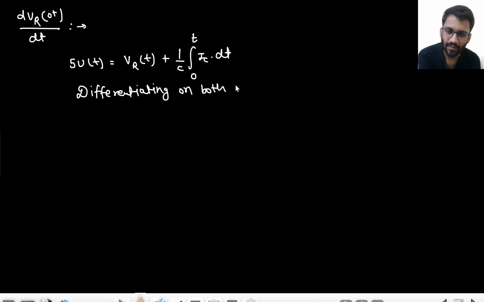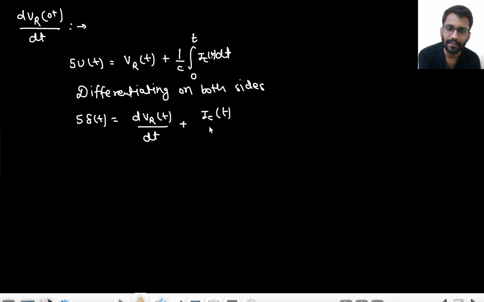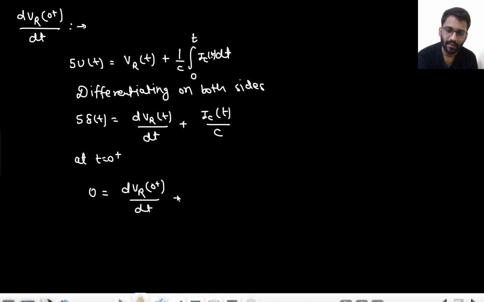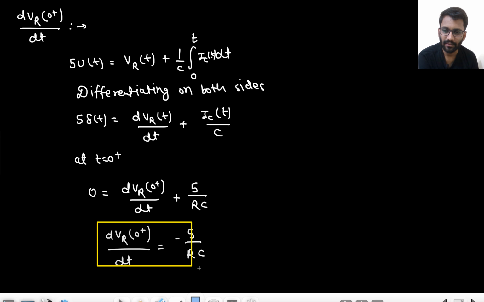On both sides, what we will get? 5 delta t plus dVr(t)/dt plus... Actually I should have written Ic(t) here: Ic(t) by C at t equals 0 plus, this will become 0, this will be dVr(0+)/dt. What is the value of Ic? That is 5 by R, so it would be 5 by RC. So dVr(0+)/dt would be minus 5 by RC. So this is my second answer.